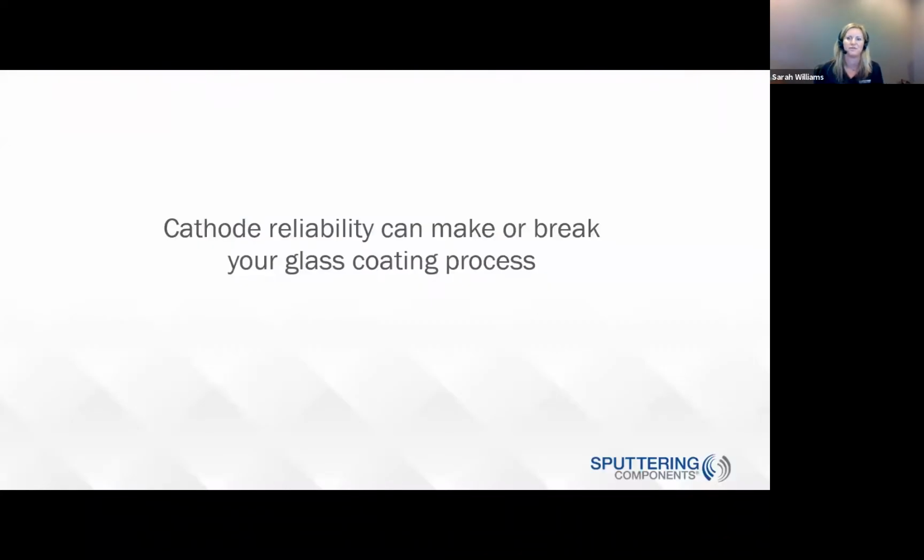So I'm sure that most of you know that cathode reliability can cost you a lot of money. If you have to do a lot of maintenance or have leaks or send end blocks back for repair, this could end up doing a lot of damage to your process with downtime, etc. So you could say cathode reliability really can make or break your glass coating process.